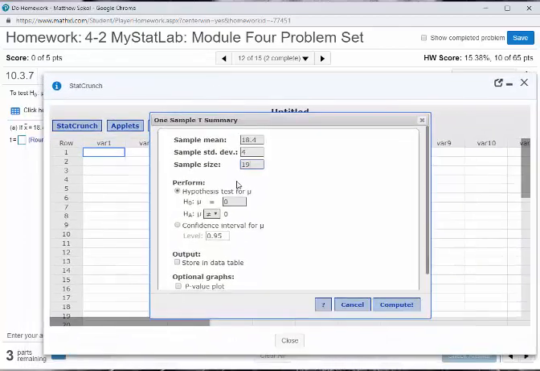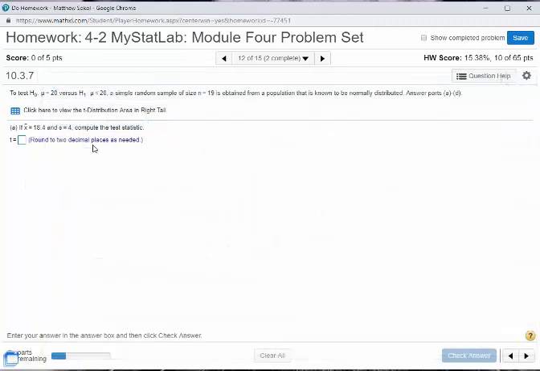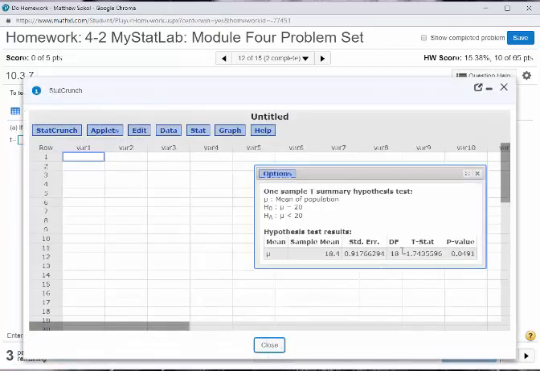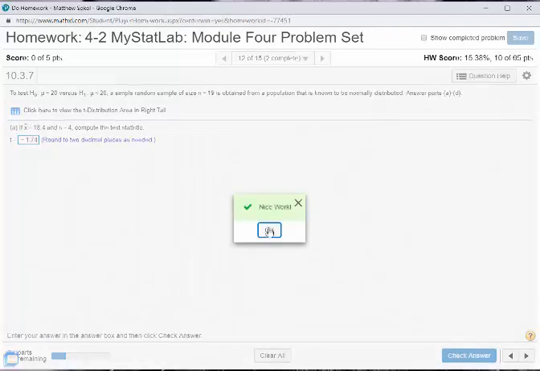And we were testing that the mean is equal to 20, so changing that to 20 versus less than 20. Just plugging in the relevant information, you're just going to hit compute. This right here will tell you everything you need to know. The problem says compute the test statistic, round to 2 decimal places. This t-stat here, negative 1.74, is our test statistic. I'm going to copy it and put it right in here, and I got it. Great, nice work.